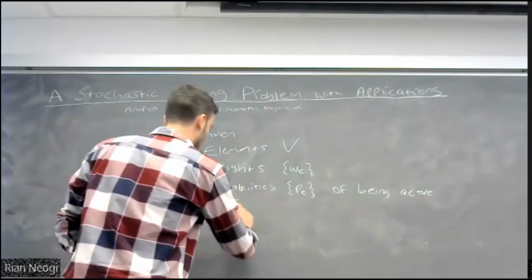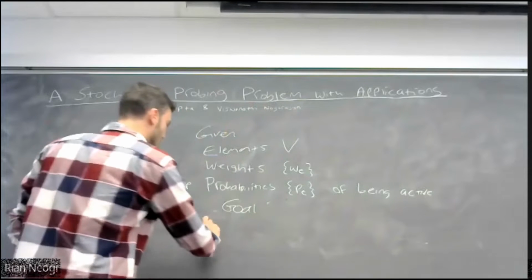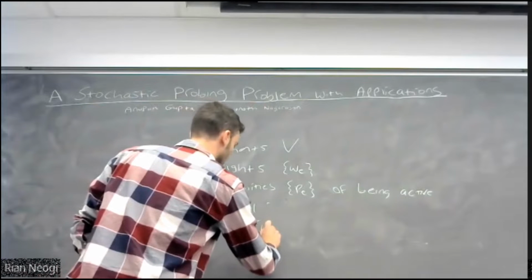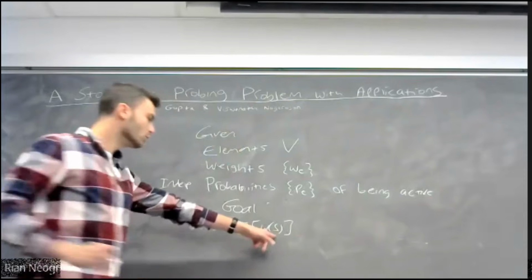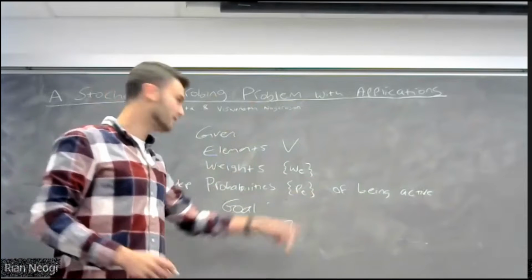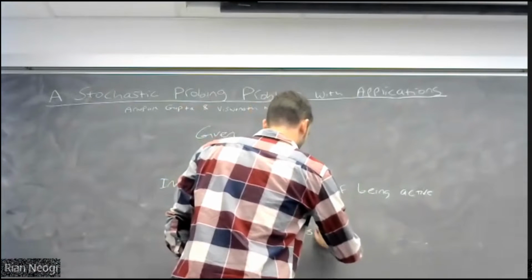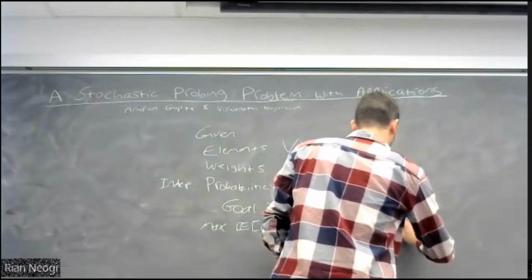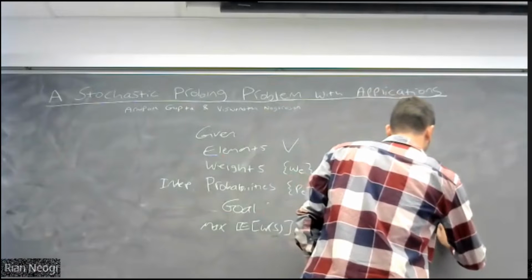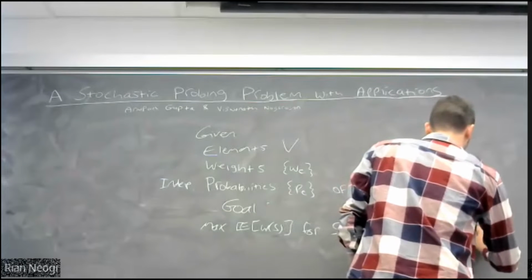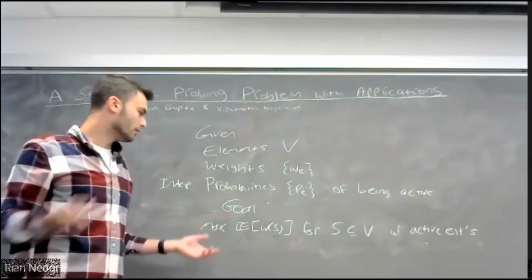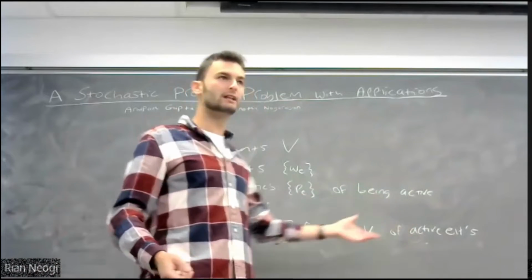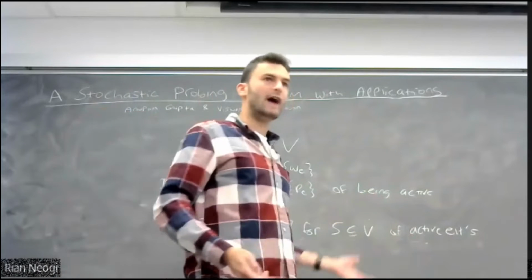And then the goal is to maximize the expected weight of a chosen subset of active elements, for S subset of V of active elements. Okay, but you might be wondering now, well, how do we do this? We don't know which elements are active, we just know their probabilities. How do we choose a set of active elements?